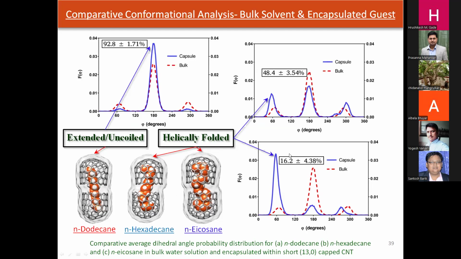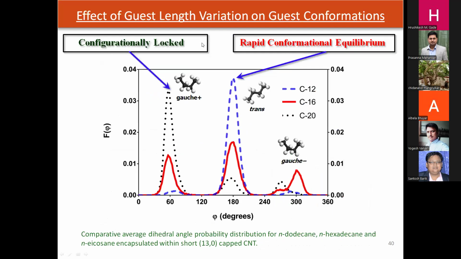So they get coiled, so you have more of the gauche conformation. That's a very basic observation we can conclude from this particular analysis. Now, if you change the guest length, so let's say you have three different guests, then you can conclude that when the guest is smaller, it is free to move. When guests are longer, they get configurationally locked.